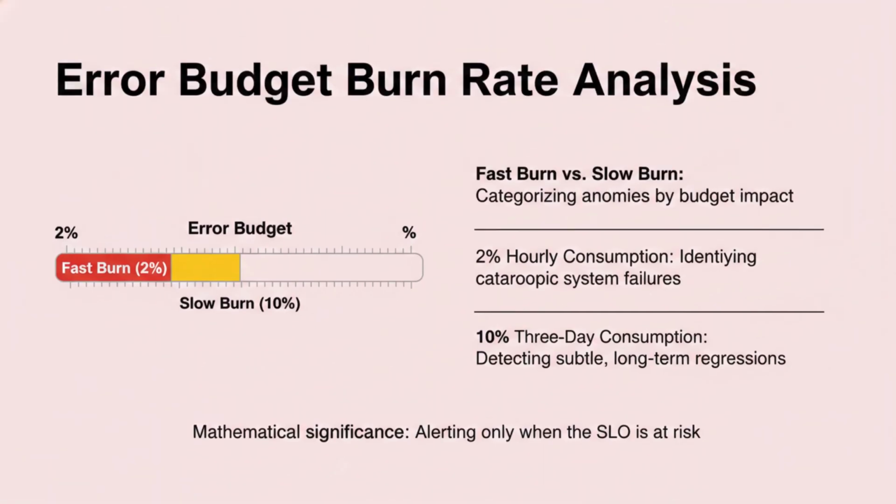One of the most effective ways to detect critical anomalies is by monitoring the error budget burn rate. Instead of looking at a single point in time, we calculate how fast we are consuming our allowed unreliability. A fast burn alert might trigger if we consume 2% of our monthly budget in a single hour, indicating a catastrophic failure. A slow burn alert might trigger if we consume 10% over 3 days, indicating a subtle bug. By automating the calculation of these burn rates, we ensure that engineers are only alerted when the risk to the SLO is mathematically significant, effectively eliminating noise and focusing effort on true reliability risks.